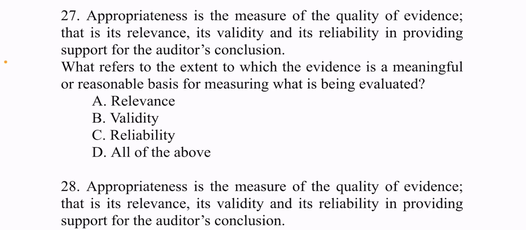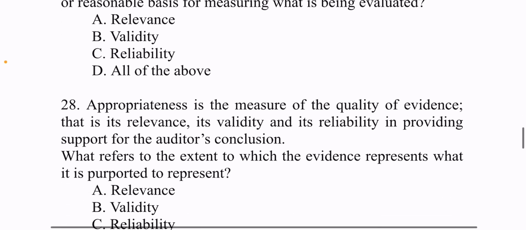Appropriateness is the measure of the quality of evidence, that is its relevance, its validity and its reliability in providing support for the auditor's conclusion. What refers to the extent to which the evidence is a meaningful or reasonable basis for measuring what is being evaluated. Answer B. Validity.